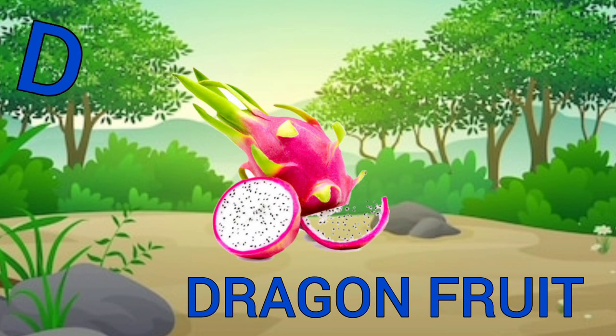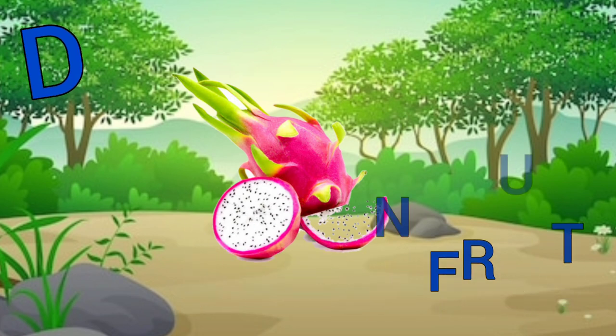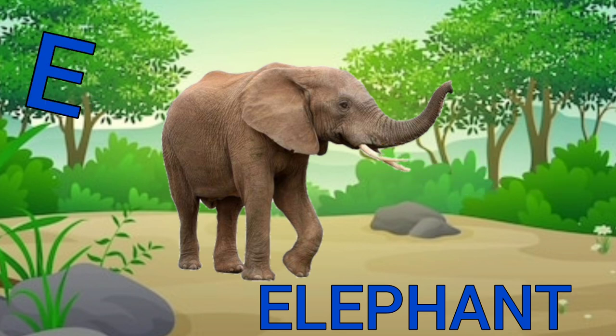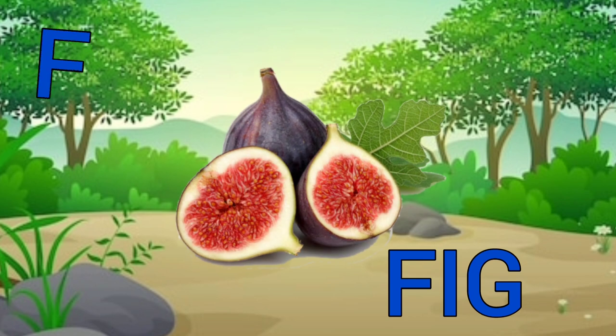D for dragon fruit. D-R-A-G-O-N. Dragon fruit. F-R-U-I-T. D for dragon fruit. E for elephant. E-L-E-P-H-A-N-T. Elephant. E for elephant.